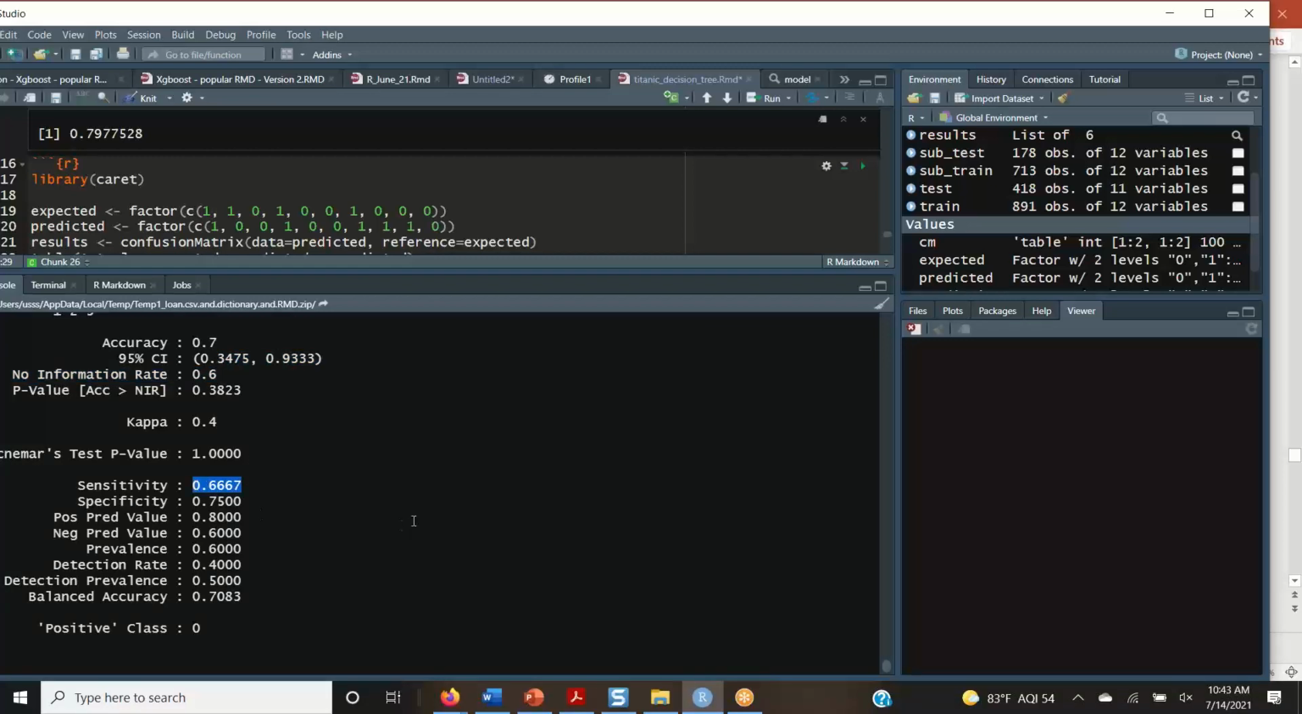Sensitivity is the same as true positive rate, 66%. Specificity is 1 minus false positive rate. So 1 minus false positive is specificity. Please write it down. And specificity is 75%. And from that, you can calculate the false positive rate, which is 25%. Do you agree with me?